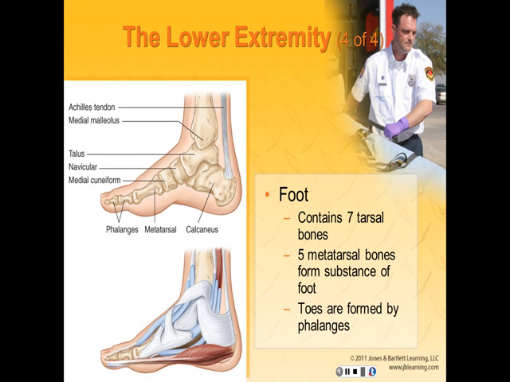The 5 metatarsal bones form the substance of the foot, and the 5 toes are formed by 14 phalanges. 2 phalanges are found in the great toe, and then 3 phalanges are found in each of the smaller toes. These are phalanges, metatarsals, and these are the tarsal bones. You have your Achilles tendon that comes off the back and connects to your heel, and your medial malleolus, the inside, the lateral malleolus is the outside of your ankle.